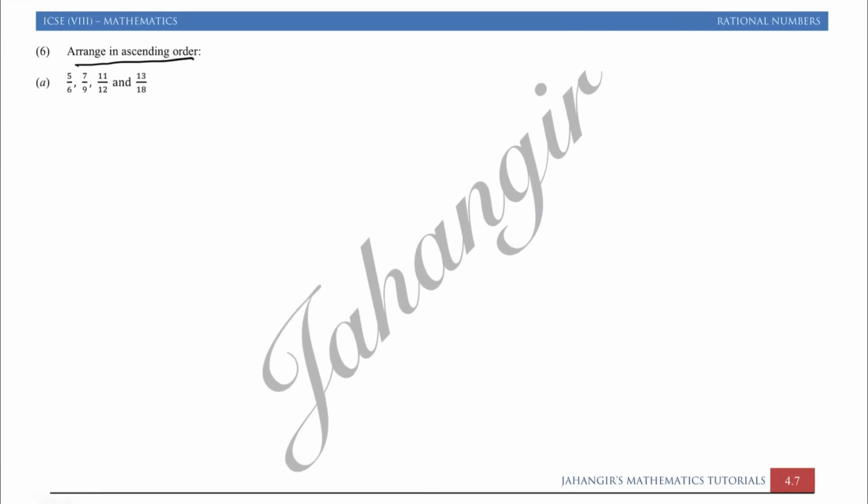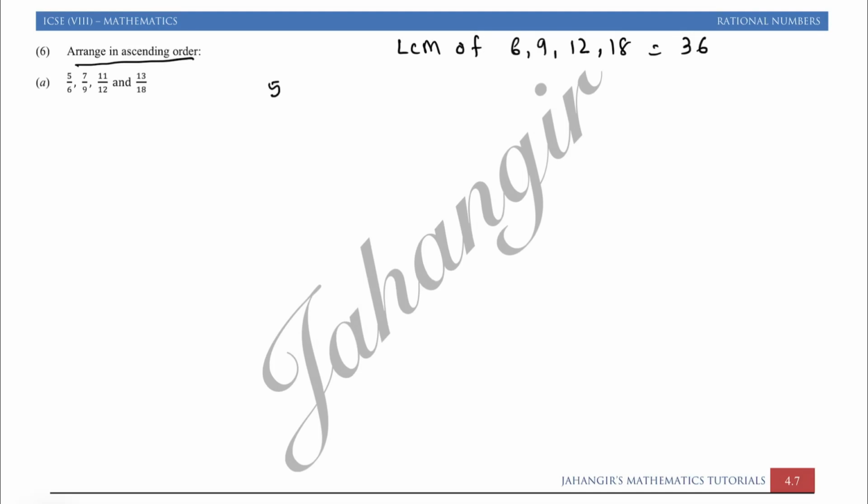Arrange in ascending order. Same pattern. If you have to arrange in ascending order or descending order, there is the same pattern. What we have to do first, we have to make the denominators equal by taking the LCM. So the LCM of 9, 12 and 18 is 36, because if you just find it out, you will get 36. So I will make all denominators the same.